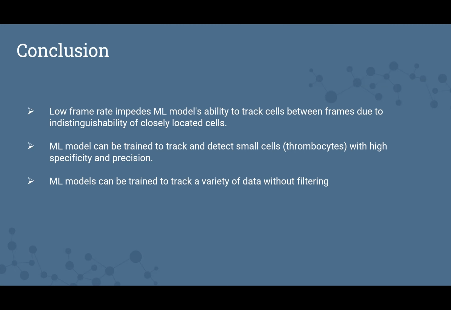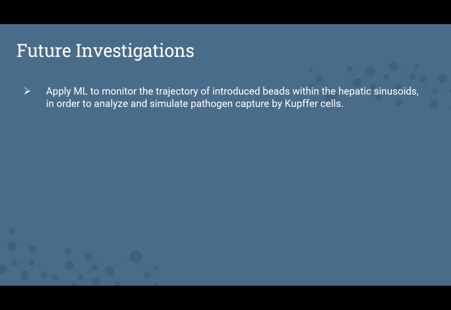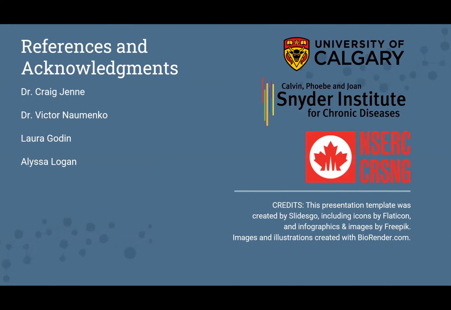Machine learning models can be trained on really small cells. In our case, thrombocytes and platelets are around 2 micrometers in diameter. Machine learning models can be trained on a variety of data. It could be any data set that you import. Future directions hope to investigate pathogen capture of Kupffer cells by injecting probes, tracking the probes and their velocities, and seeing what determines their capture.